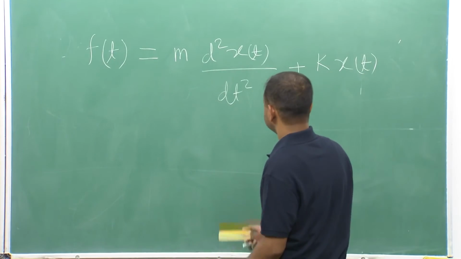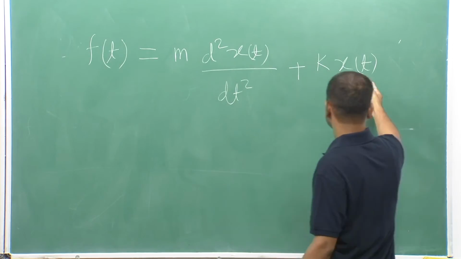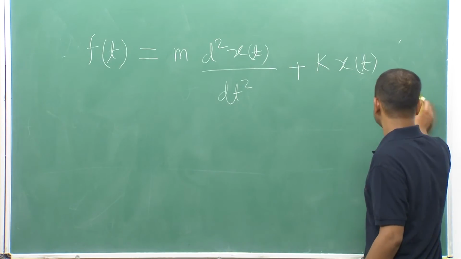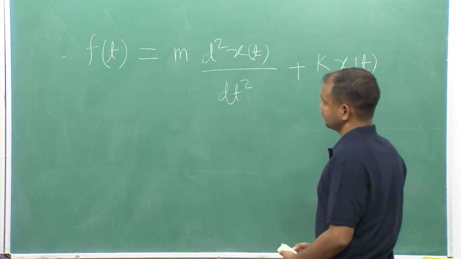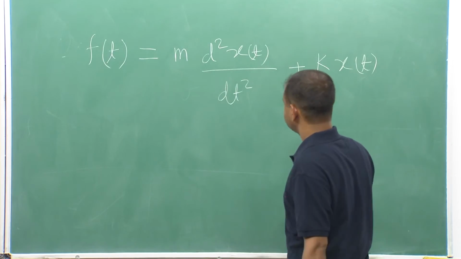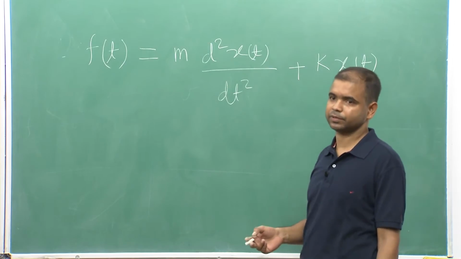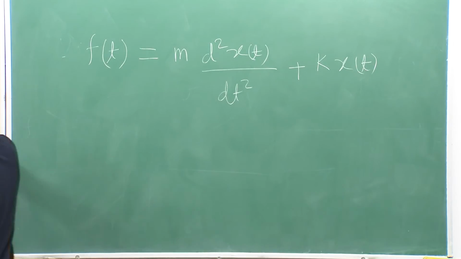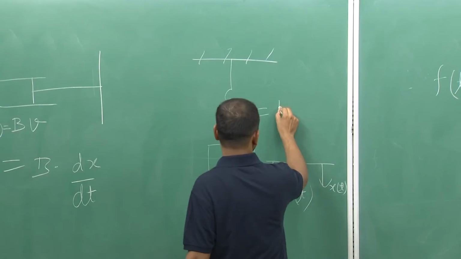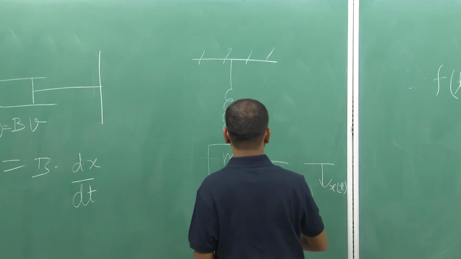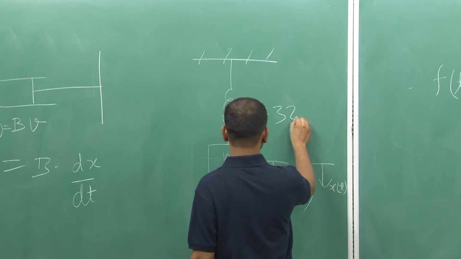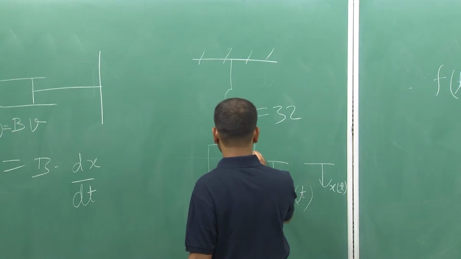So, both of these forces, this inertial force and this spring force, are conservative in nature. That is why this will keep oscillating, and if I solve this differential equation, I will get the solution in the form of sine and cosine. Suppose I have a spring constant of 32 and a mass of 2 kg.